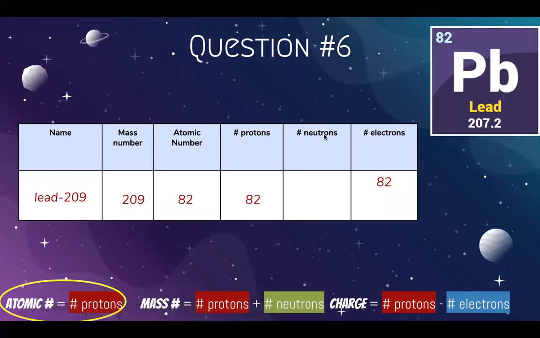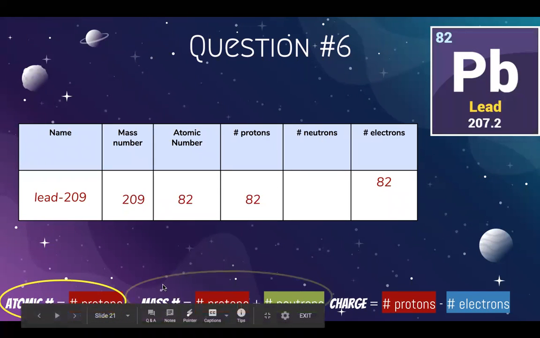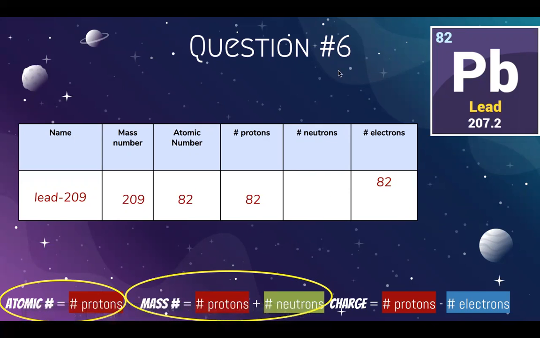Now we just need to solve for the number of neutrons using the mass number equation. Mass number is just the number of protons plus the number of neutrons. So to solve for the number of neutrons, we take the mass number and subtract the number of protons, because this plus this should add up to the mass number. So 209 minus 82 gives us 127. So there should be 127 neutrons in lead 209.